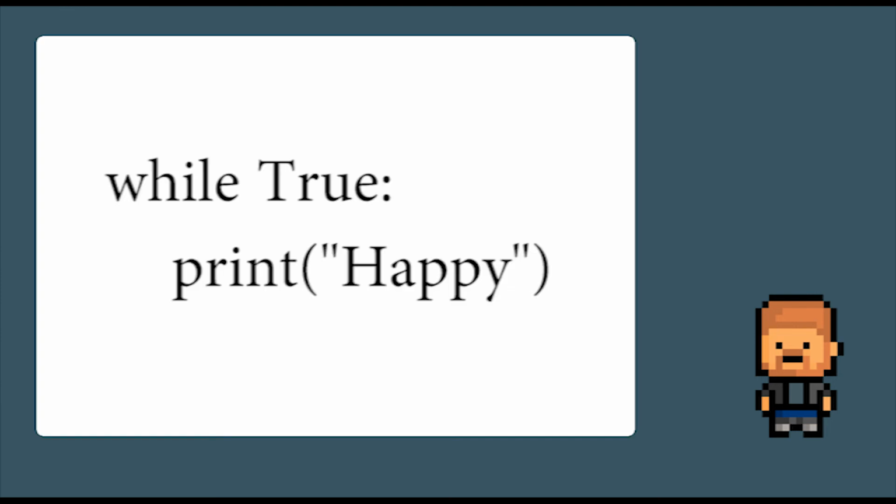Finally, there is the infinite loop, and it is very simple to implement in Python. While true, print happy. While true is probably the funniest loop because it checks if true is true. And of course, true will always be true, so it will always loop until true is false, which it can never be. This will simply print happy forever, every time around the loop.